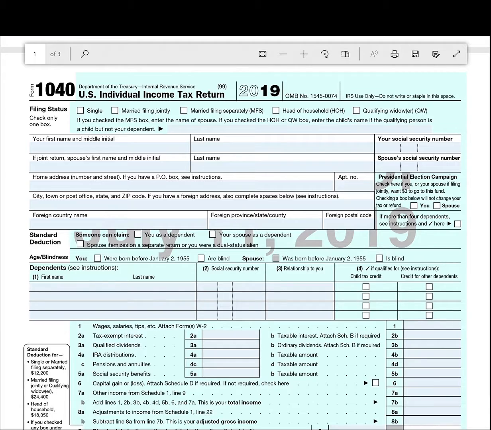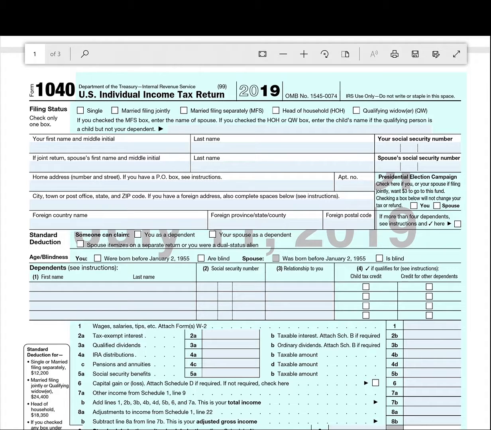Next is the standard deduction box. Here you will check if you are a dependent of someone else or if your spouse is a dependent of someone else. Note that you, as the taxpayer up here, cannot claim your spouse as your dependent. So this is only if your spouse is the dependent of someone else. For example, if they are an adult but are disabled and dependent on their parents, or if your spouse is maybe elderly and dependent on their children.